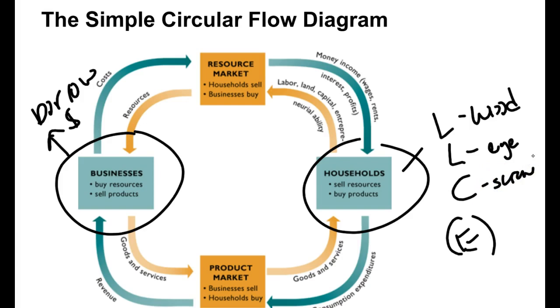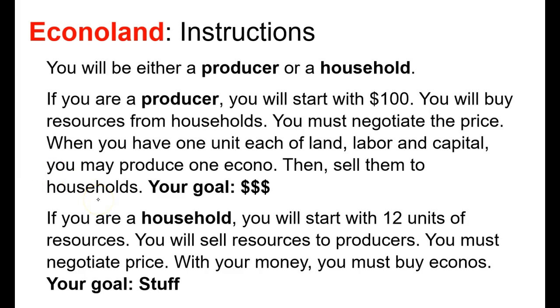You might get all of the same kind, or you might get a mix of the kinds of resources that you have. So here's how the game is going to work. In the game, you're either going to be a producer or a household. If you're a producer, you start with $100 and you buy resources from households.